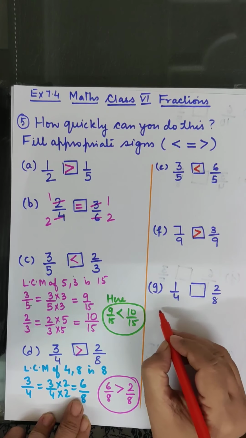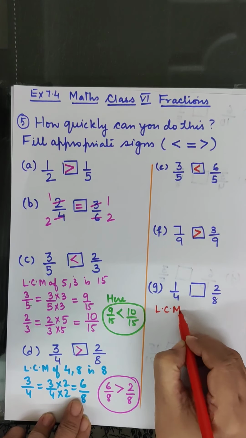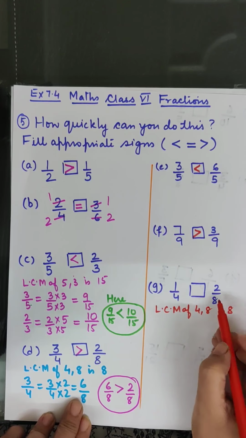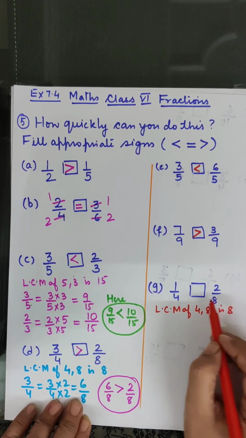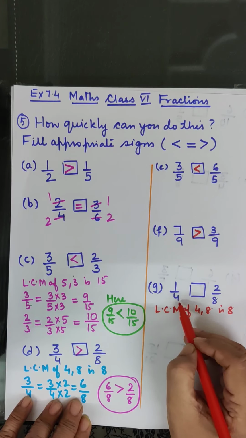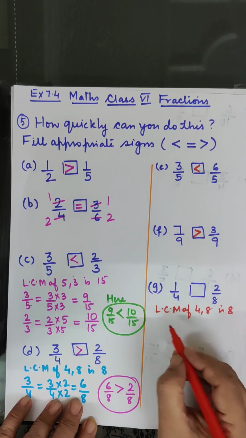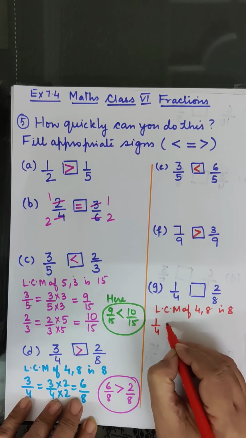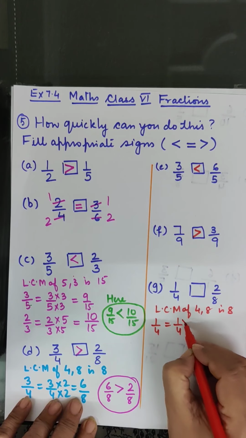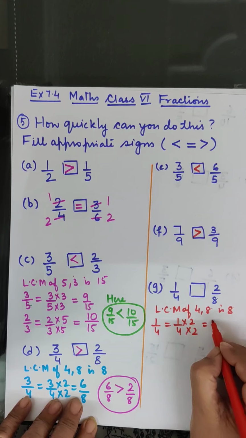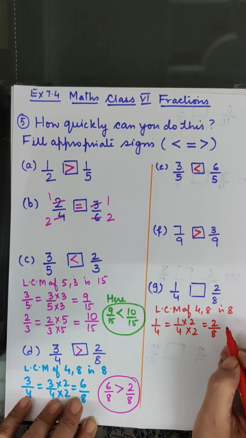So we take the LCM of denominators. So LCM of 4 and 8 is 8. Now this is 8 here in the denominator. Now what we have to do? We have to convert this 1 upon 4 in such a way that the denominator is 8. So we write 1 upon 4 as 1 upon 4 into 2 into 2. So 1 2s are 2 and 4 2s are 8.